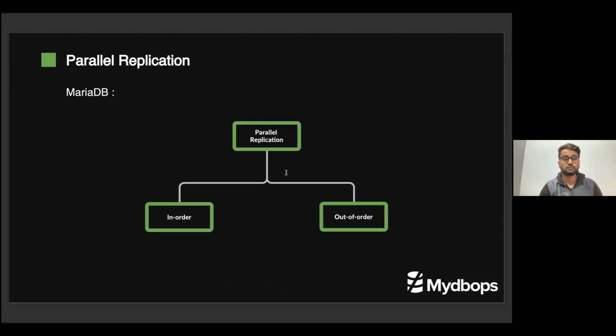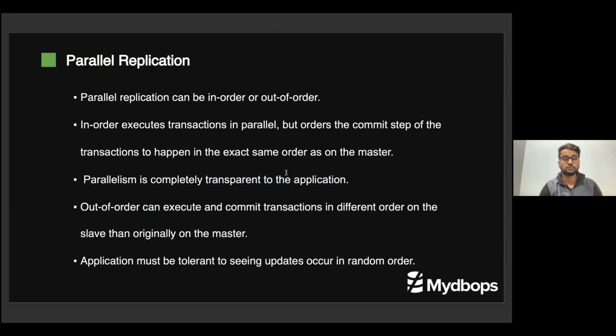Parallel replication in MariaDB is of two types: in-order or out-of-order. In-order maintains the same commit order that happened on the master; it will maintain the same on the slave also. Out-of-order will not maintain the same commit order; transaction commits can be in a different order. Parallelism is completely transparent to the application when considering in-order, but with out-of-order, the application must be tolerant of updates or transaction commits happening in a different or even random order.